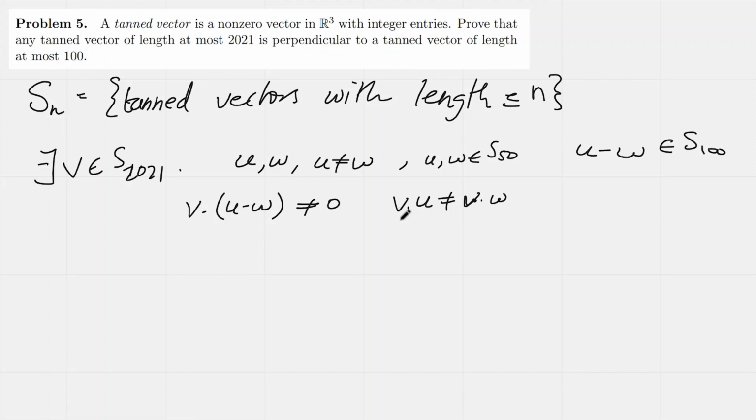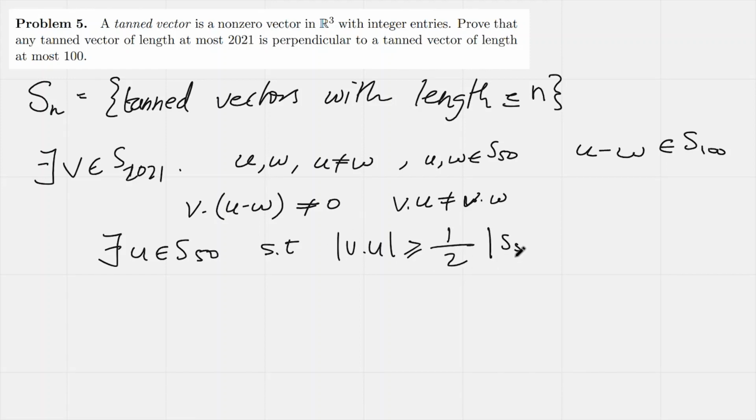And in fact, we can go one better, because everything here is to do with integers. v, u, and w have integer entries, and so when we dot two vectors which have integer entries, the result itself is an integer. So if we were to take every single element in S50 and dot it with v, we'd get a list of different whole numbers, all integers. And so we can say that there must exist u in S50 such that when I dot v with u, I get some number which has absolute value bigger than half the size of S50.